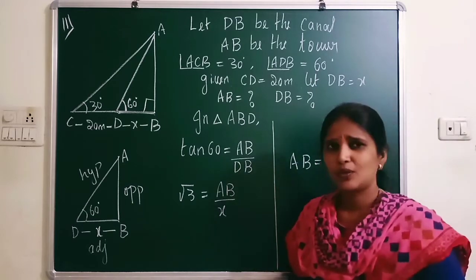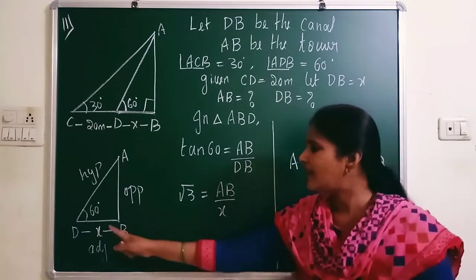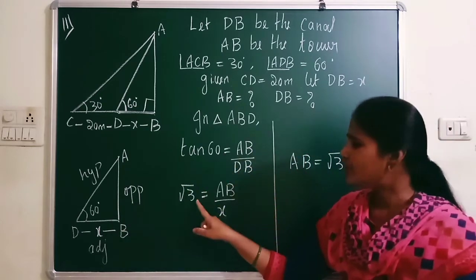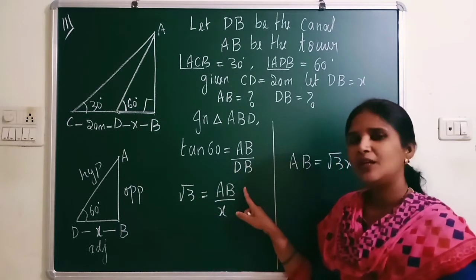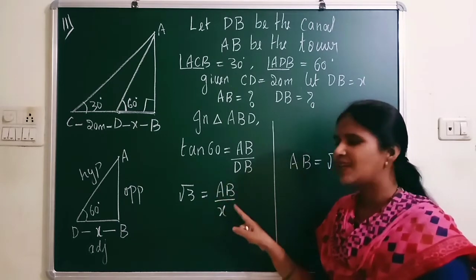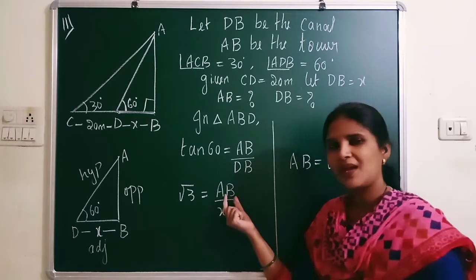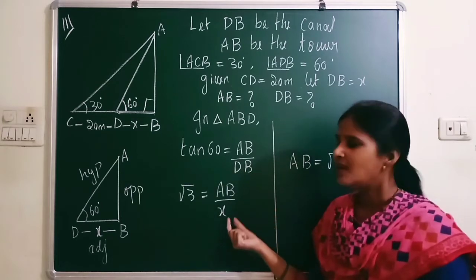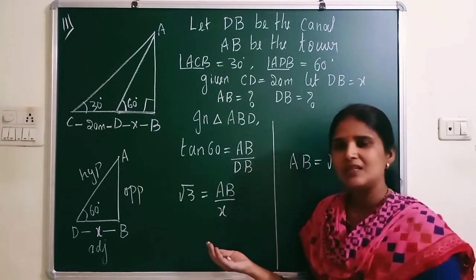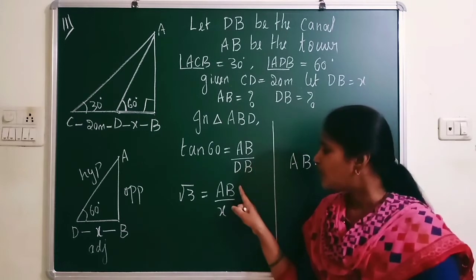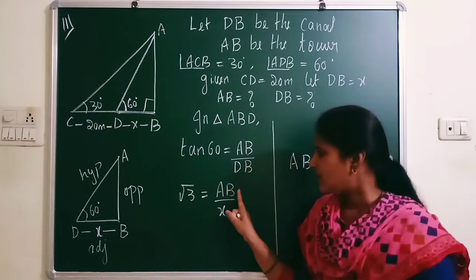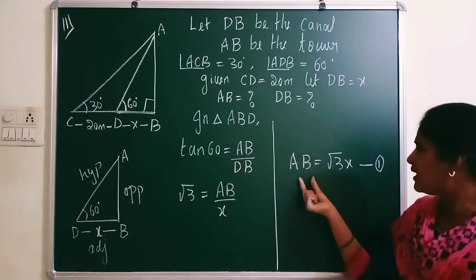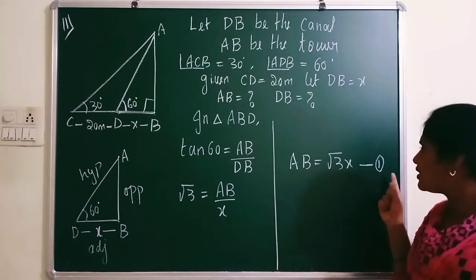Now let us go for the ratio. As usual, you have to take tan 60. Tan 60 equals opposite by adjacent, that is AB by DB. Tan 60, you know, is root 3. We need to find AB. If you want, you can replace AB by h or anything, or else you can keep AB as it is. It is not compulsory to take DB as x, but for easier simplification I am assuming this as x. So root 3 equals AB by x. Cross multiply, you get AB equal to root 3 x. Take it as equation 1.